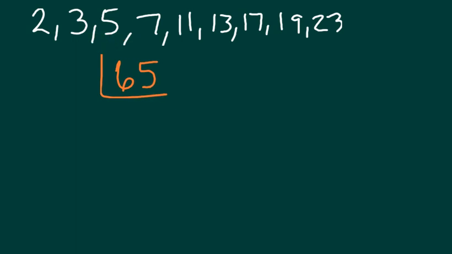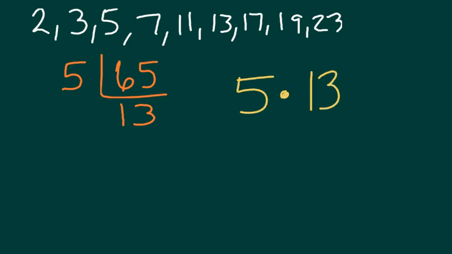That only works for 3. Next, does 5 go into 65? Yes, it does. In fact, 5 goes into 65 13 times. Oh, look, 13 is one of my prime numbers. I get to stop. So what's my answer? Least to greatest, 5 times 13. You have to have the times sign.